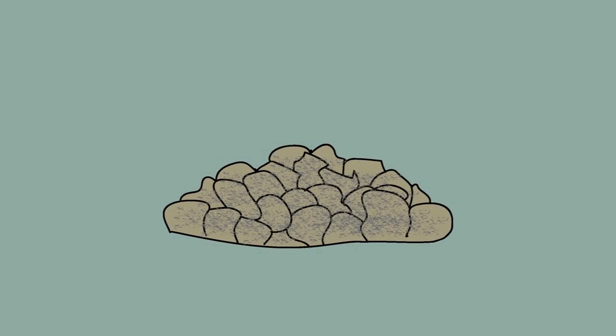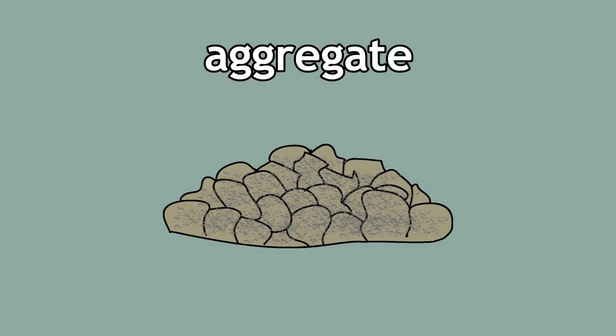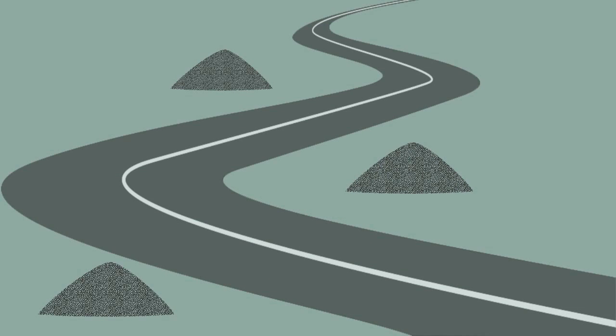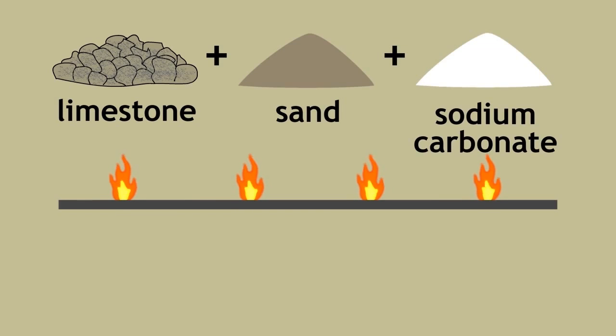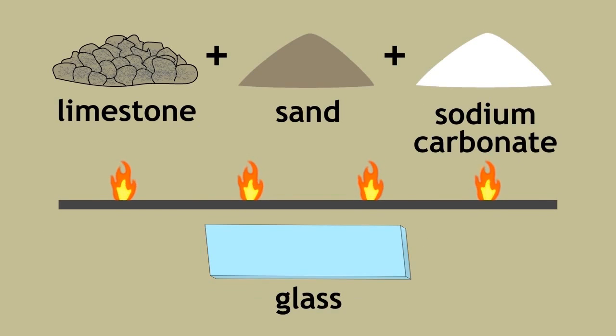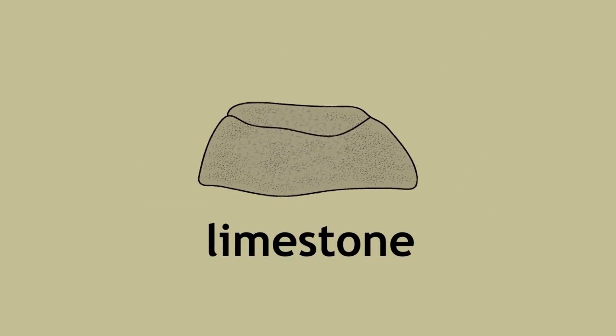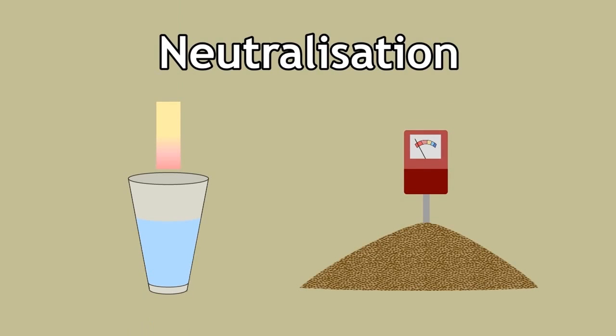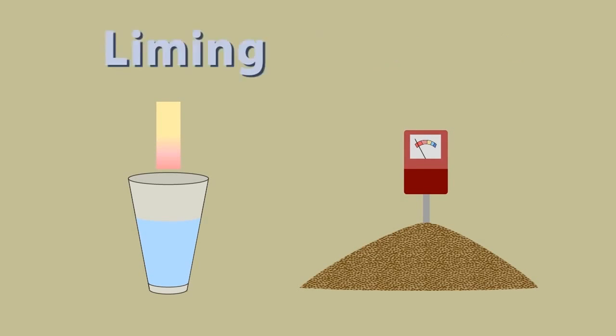Limestone can even be crushed and used as an aggregate when paving roads. The term aggregate simply refers to crushed stones and minerals for construction or road building purposes. When limestone is heated with sand and sodium carbonate, certain types of glass can be made. Limestone can also be used to neutralize acidic waters in soil. This process is known as liming.